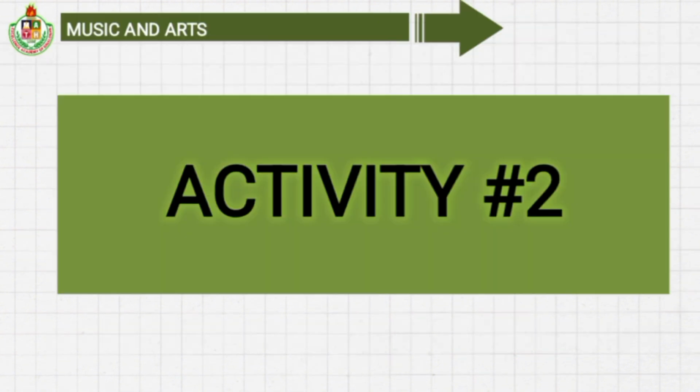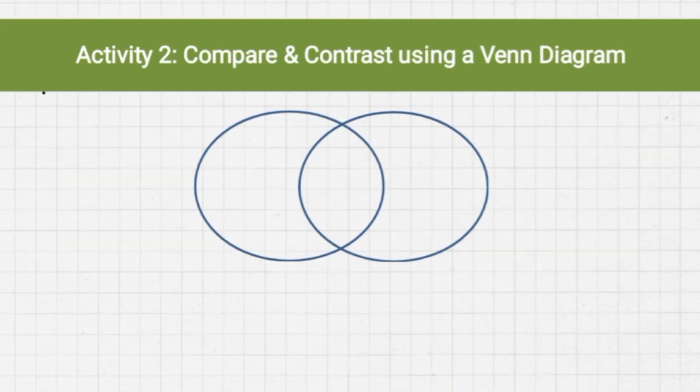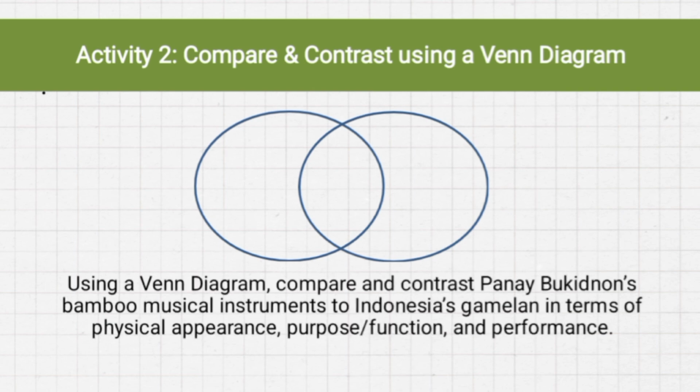And for your activity number 2 in music and arts, we're going to have a compare and contrast using a Venn diagram. Here, you're going to compare and contrast the Panay Bukidnon bamboo musical instruments to the Indonesian gamelan in terms of physical appearance, purpose or function, and performances. So that is your activity.